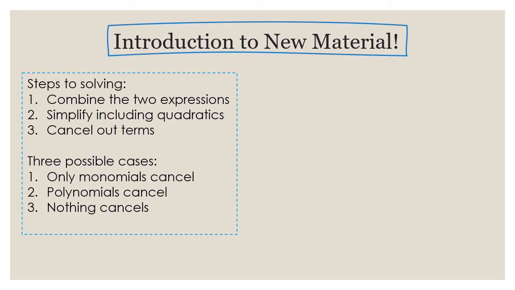However, there are 3 possible cases. Case 1, only monomials cancel, which is just a number by itself, or just an x squared or an x by itself. Case 2, polynomials cancel, so we have a whole expression that cancels. Case 3, nothing cancels at all. So those are the 3 possible cases. All right, let's get started.